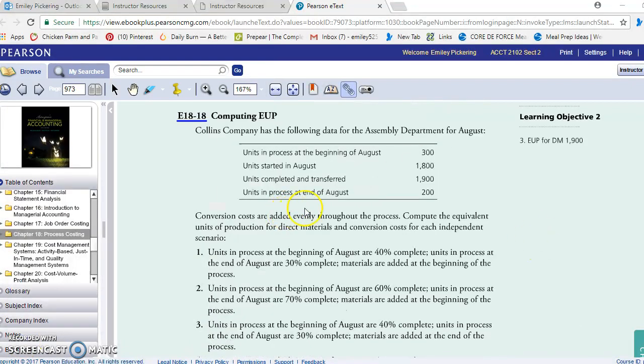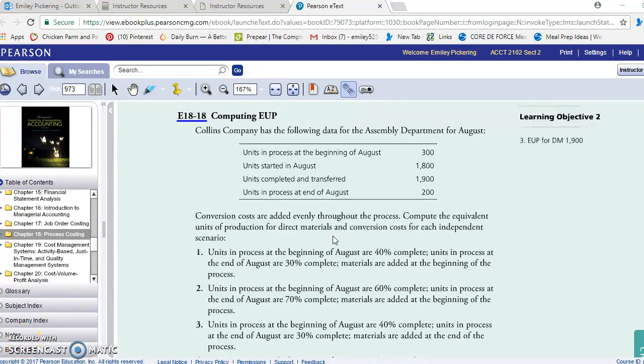Okay, so let's do 18. We're just computing the equivalent units. You want to make sure whether the materials and the conversion costs are added at the beginning, added at the end, or added throughout the process. So let's take a look at the first one. Units in process at the beginning are 40% complete, units in process at the end are 30% complete, and materials are added at the beginning of the process.